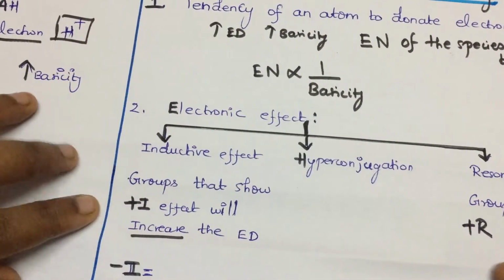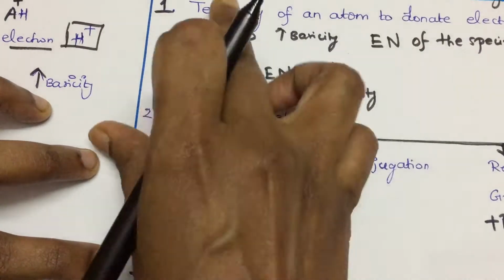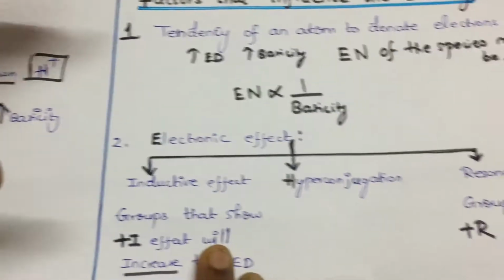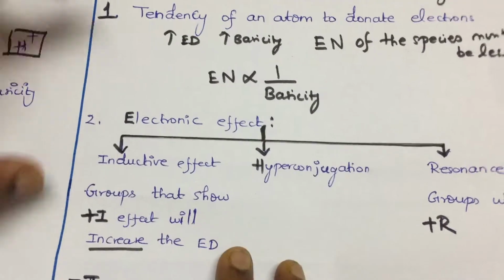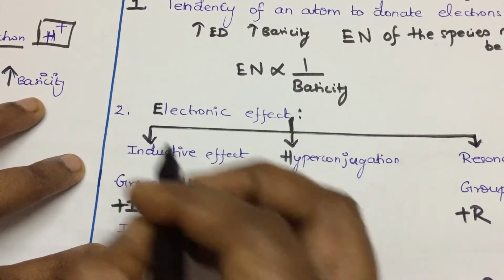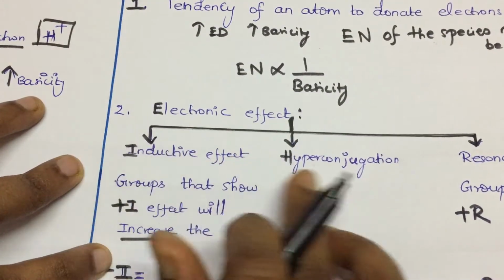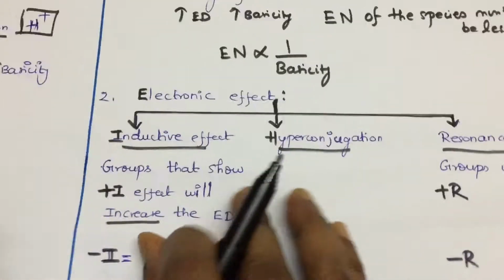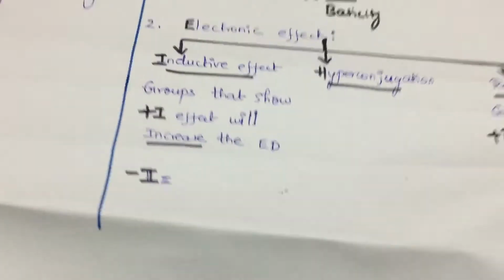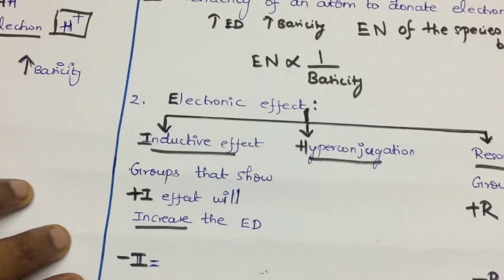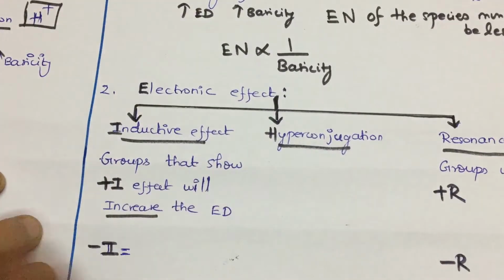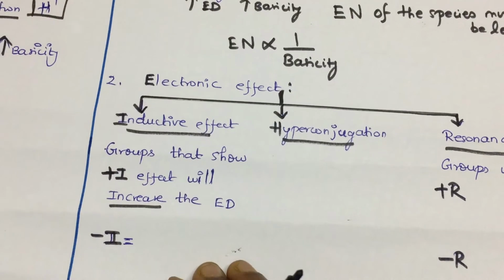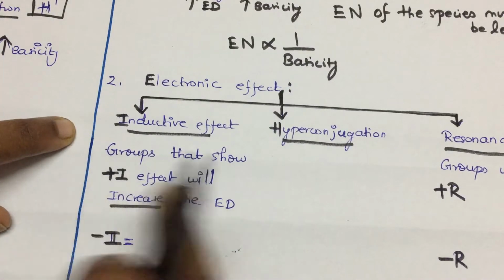The second factor is electronic factors. These are the two major factors I am discussing. First is the tendency of an atom to donate electrons, and another is the electronic effect. The electronic effects are inductive effect, hyperconjugation and resonance, and we all know this. I have discussed these effects in detail in my previous video, and I will give the link in the description box. Please follow that, and after following that video, please come and watch this video.